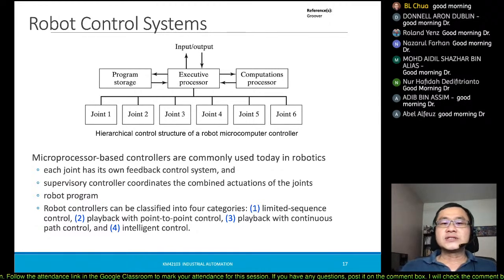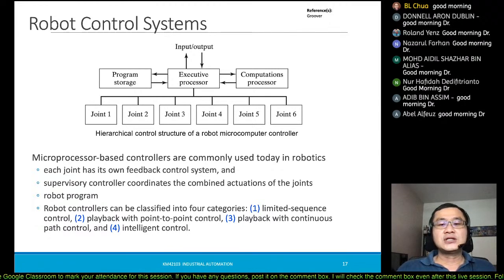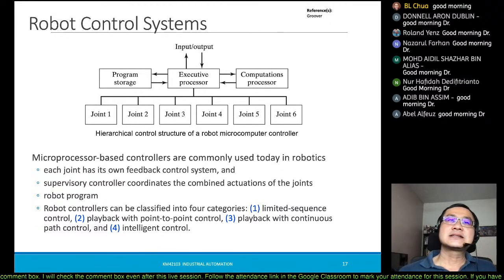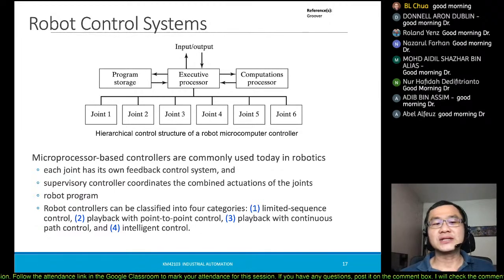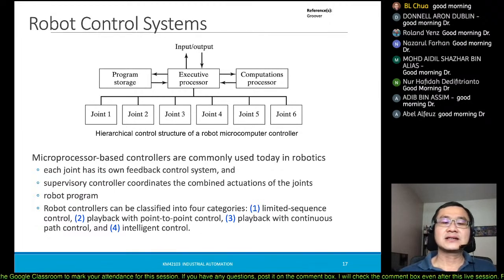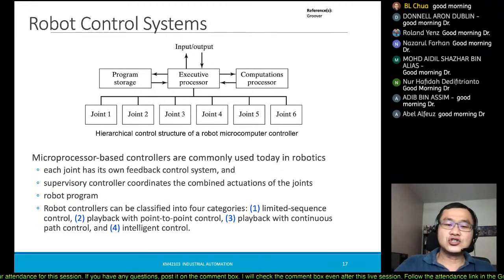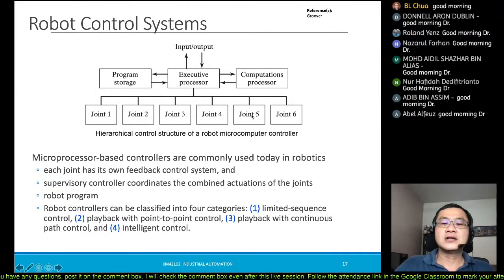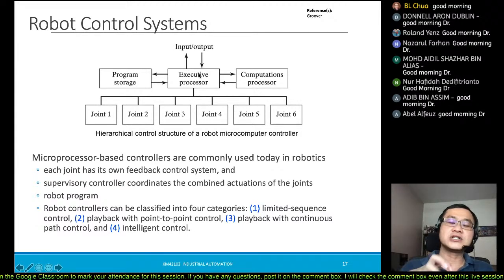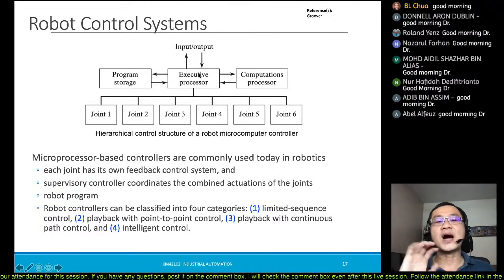For the robot control system, as we have mentioned, usually they are controlled using a computer nowadays, and that computer actually consists of a microprocessor. It can be a kind of computer or microprocessors that control each of the joints. Each of these joints will have its own feedback control system. If you have 6 joints, then each of them will have its own feedback control system, supervised by a controller. This controller will tell where the positions or rotations required by each of these joints are.